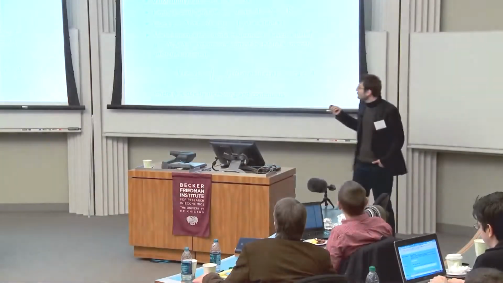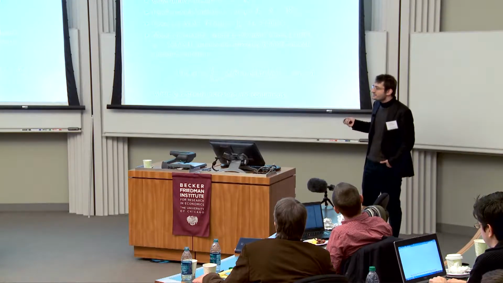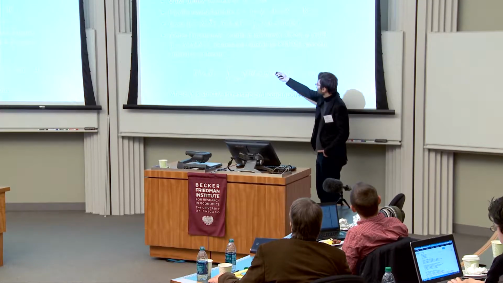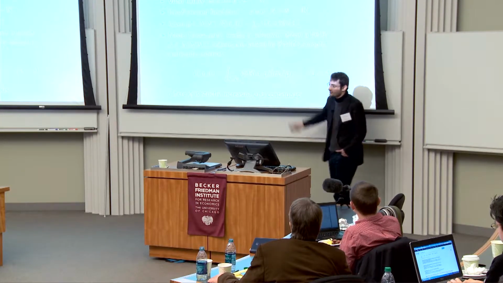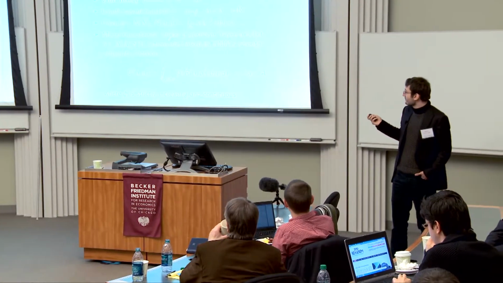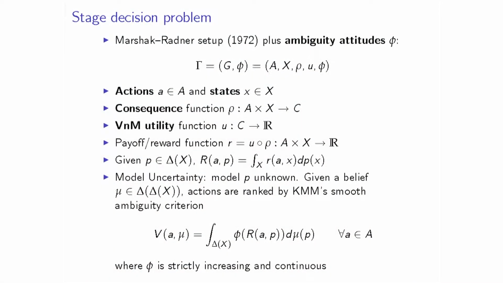If the decision maker knew the probability ruling the realization in X, we would just assume it would be a standard guy. So its reward function would be an expected reward function, okay, according to the probability that is ruling the realization in X. But this is the novelty, or part of the novelty, we are introducing: model uncertainty. Model P is unknown. So given a belief, a prior, over the set of possible probability models over X, the actions are ranked according to the Klibanoff, Marinacci, and Mukerji smooth ambiguity criterion.